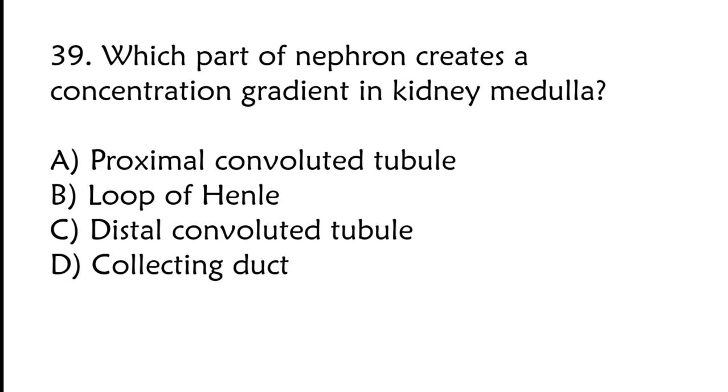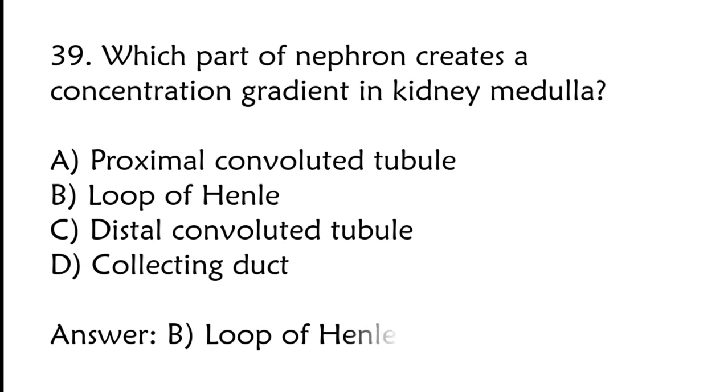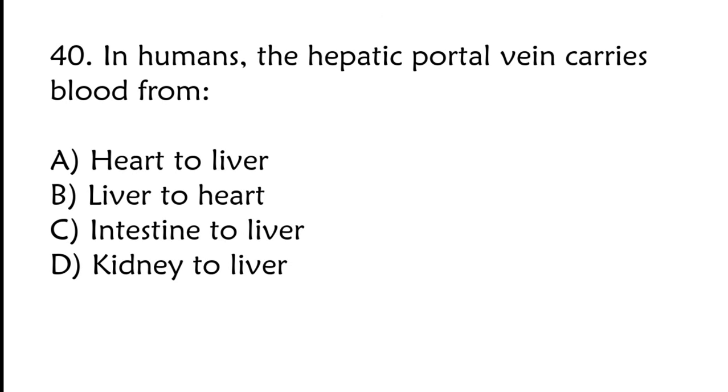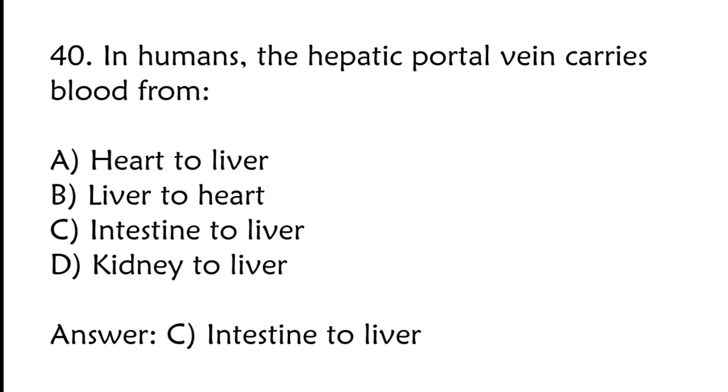Which part of nephron creates a concentration gradient in kidney medulla? Correct answer is loop of Henle. In humans, the hepatic portal vein carries blood from? Correct answer is intestine to liver.